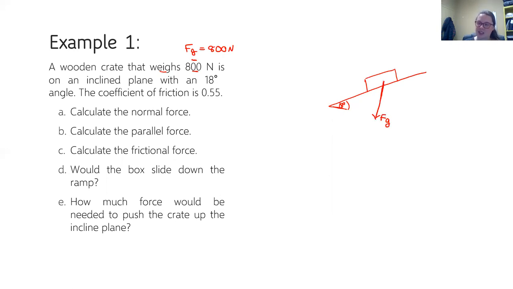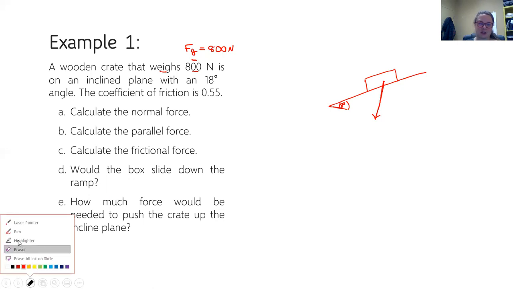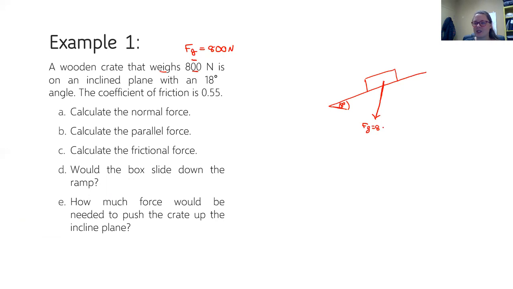Let's see if I can adjust my tablet so I can get less cockeyed pictures. So our force of gravity is down. I keep wanting to put the force of gravity next to my arrow on that side, and I need to move it so that I can write around it. So force of gravity is equal to 800 newtons. There. Normal force is going to be up from the surface.